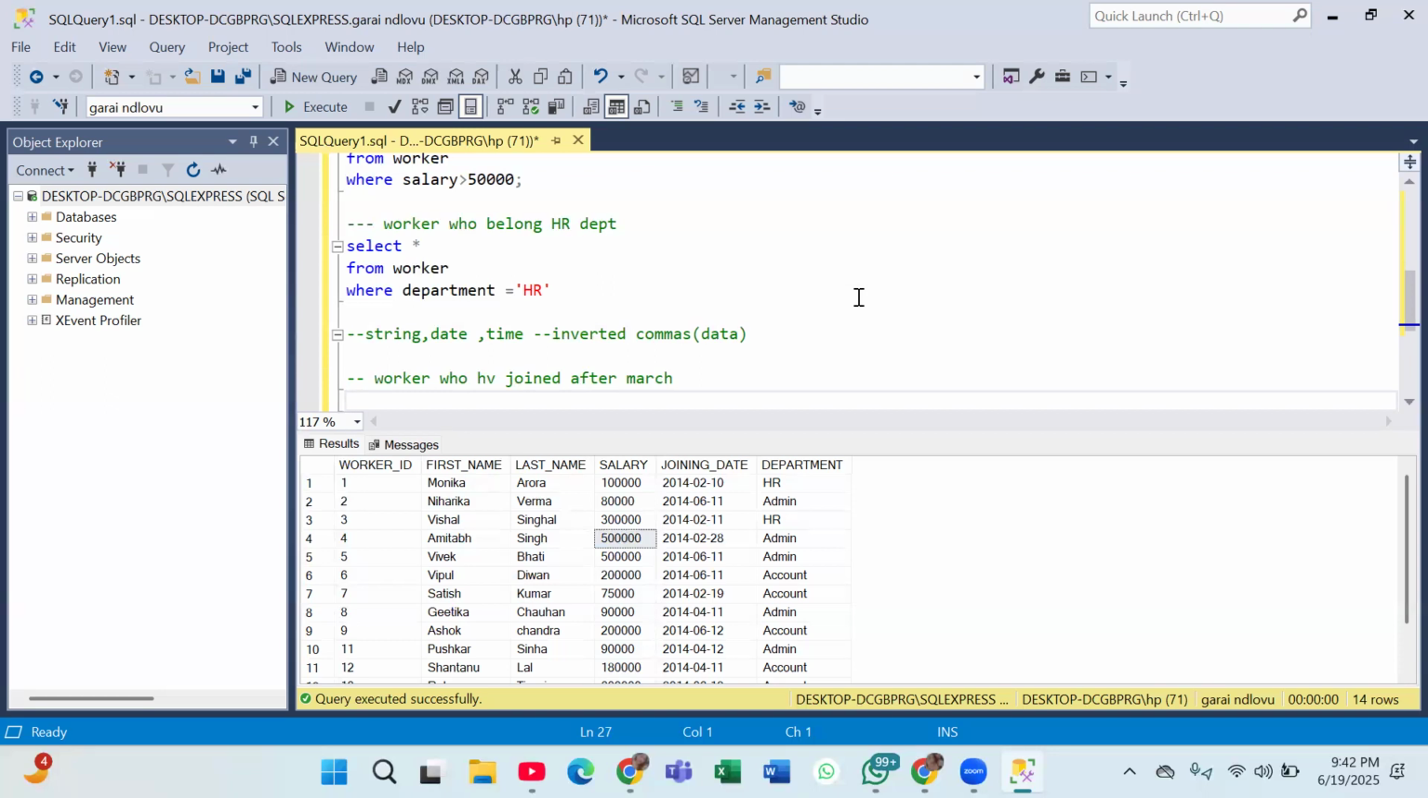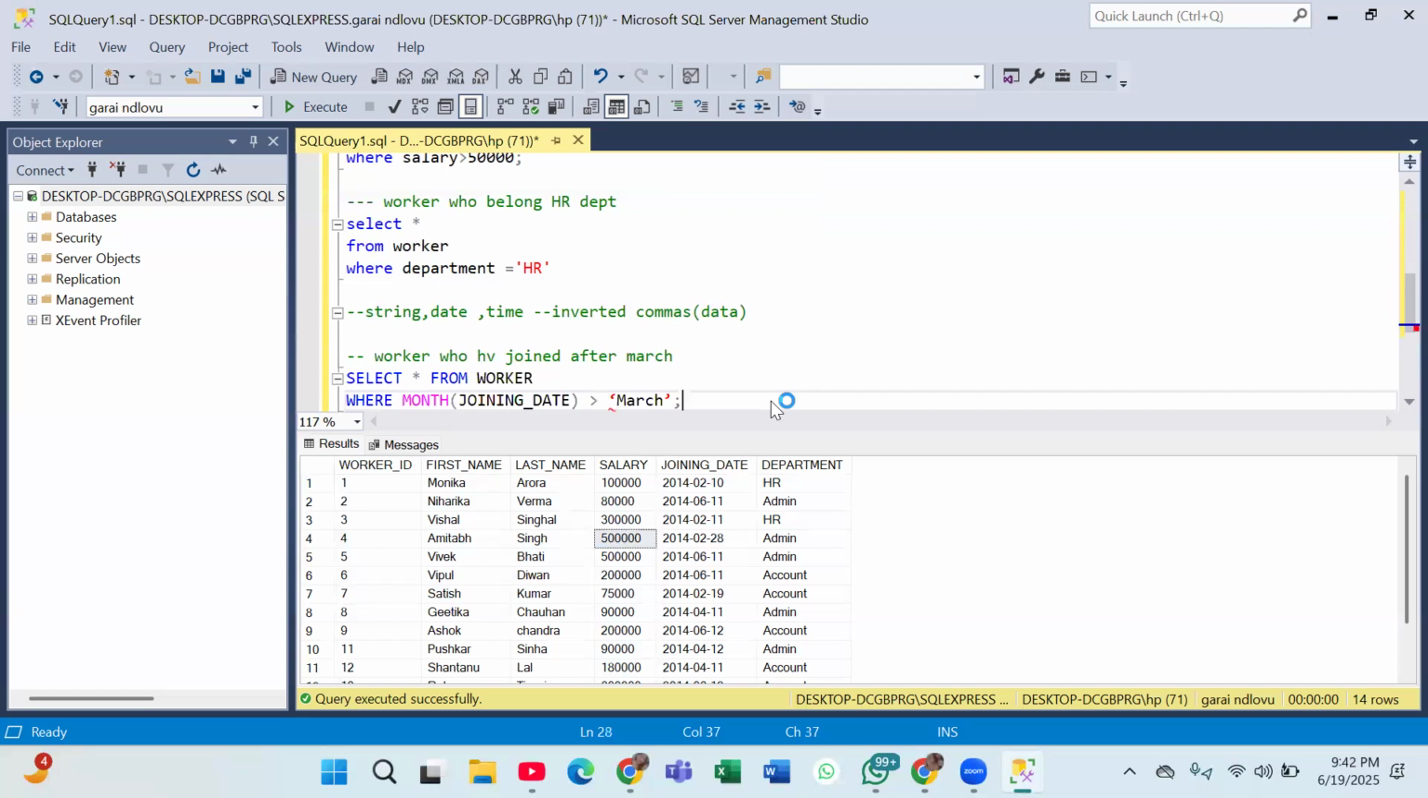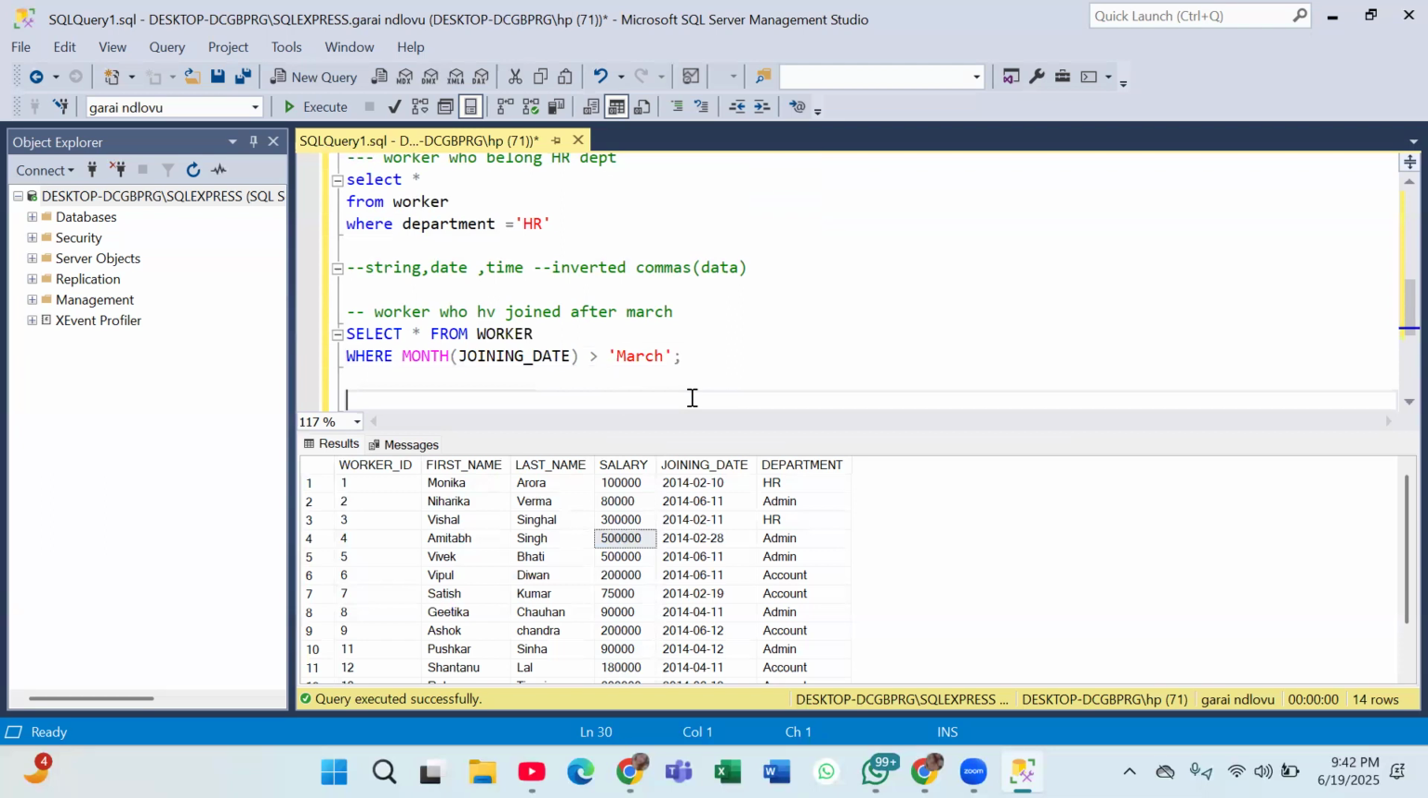So anyone else is also trying? Okay. Can anyone tell me what's wrong in this syntax? What's wrong in this syntax here? Can anyone tell me that? No one is speaking anything. What do you guys think what's wrong here in this syntax?